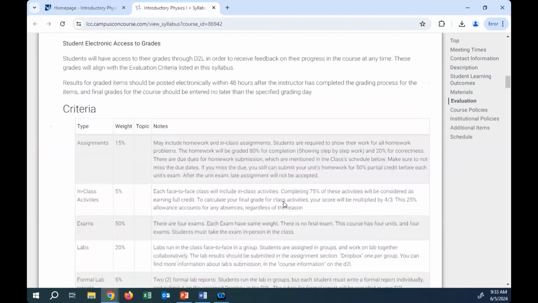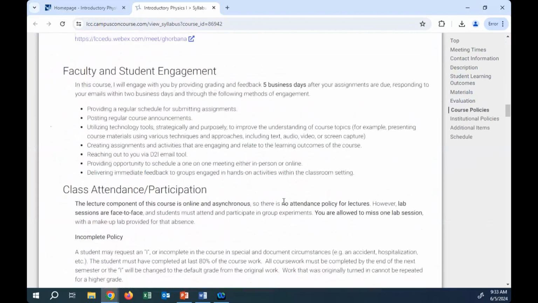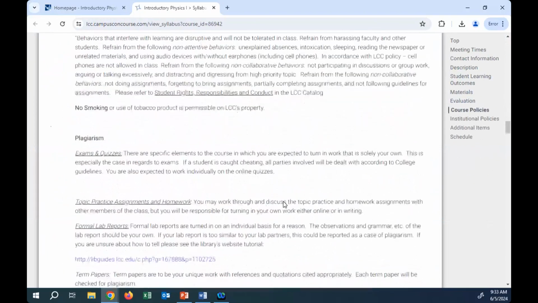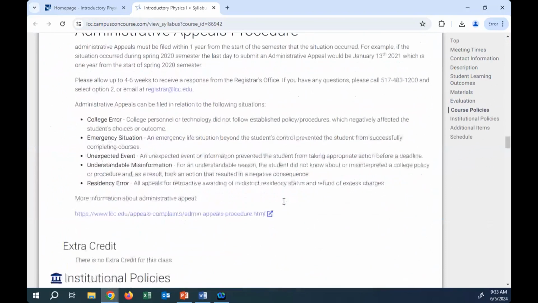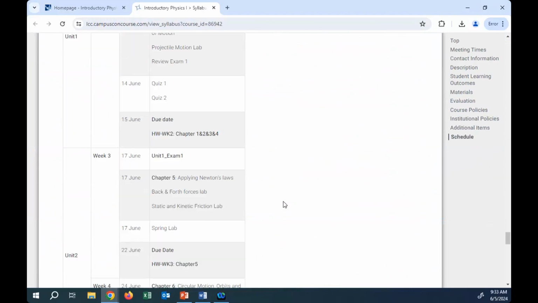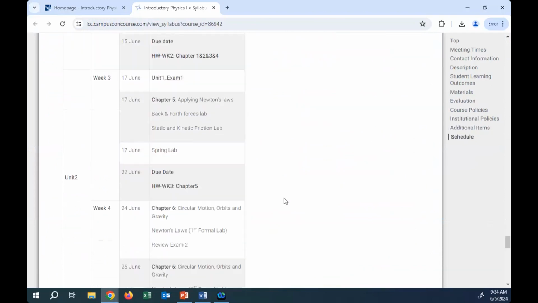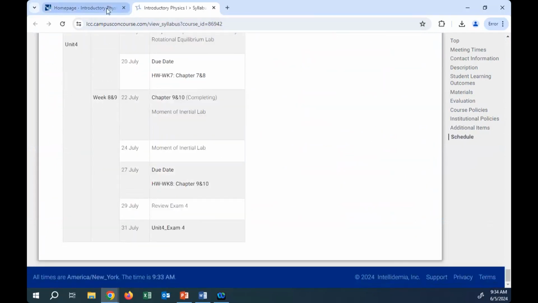The evaluation for this course and the grade breakdown, and the course policies, and at the end, the syllabus, and the class schedule for the summer. So we will have 4 units. Each unit has 2 weeks, and in each week, you know what you're supposed to do for each day. Good? So all the information that you need is available in the course. Okay, this is about the course.